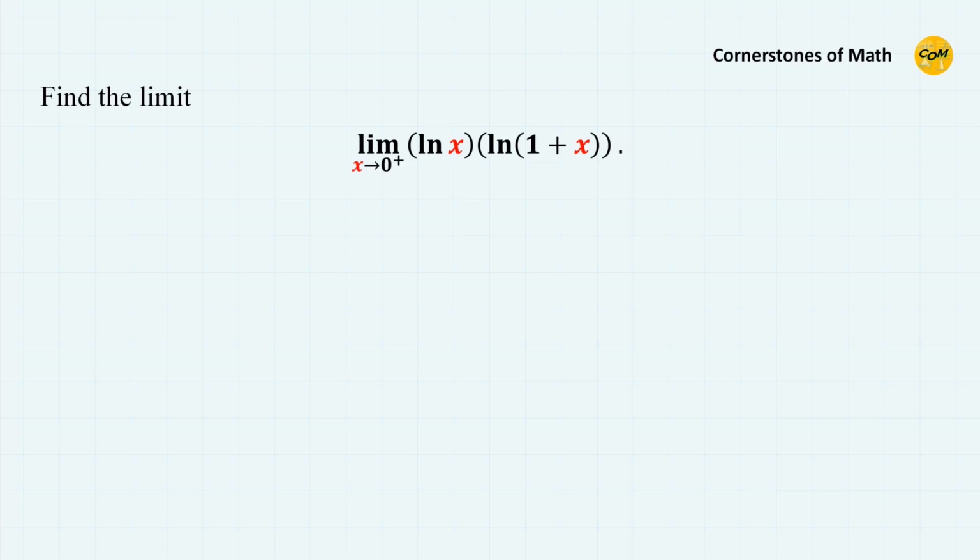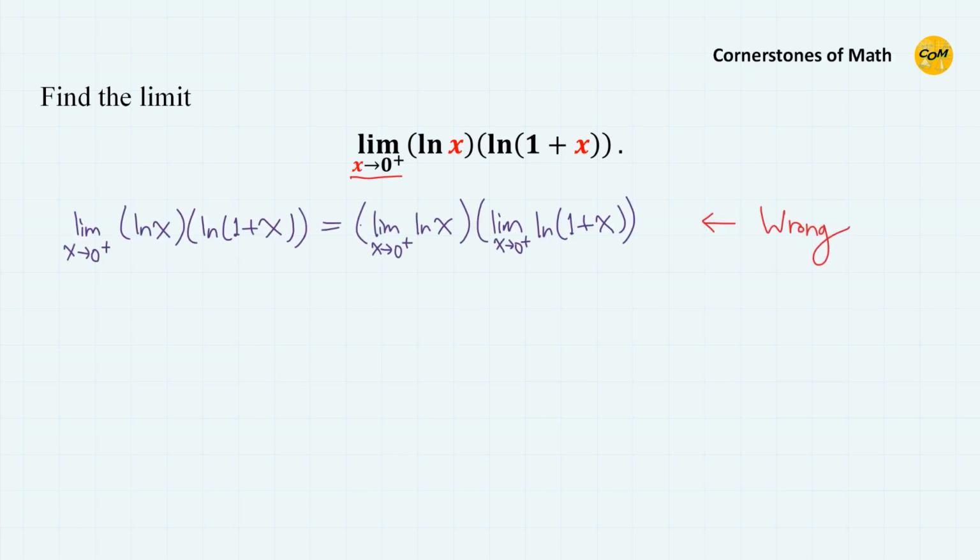Today I've got you this simple looking limit problem, which is the limit of ln x times ln(1 + x) as x approaches 0 from the right. And of course I am going to show you what I think is the most efficient method, but before we get to that, let me talk about the wrong method first.